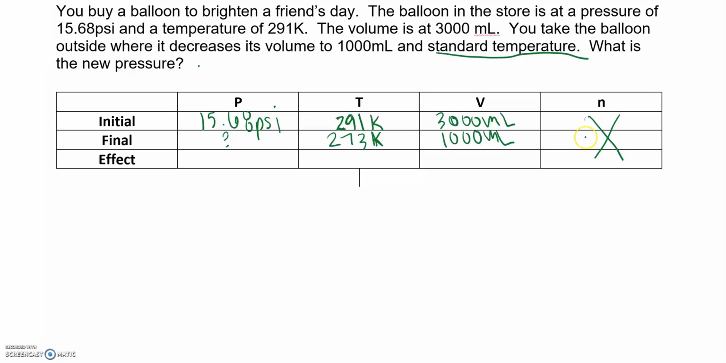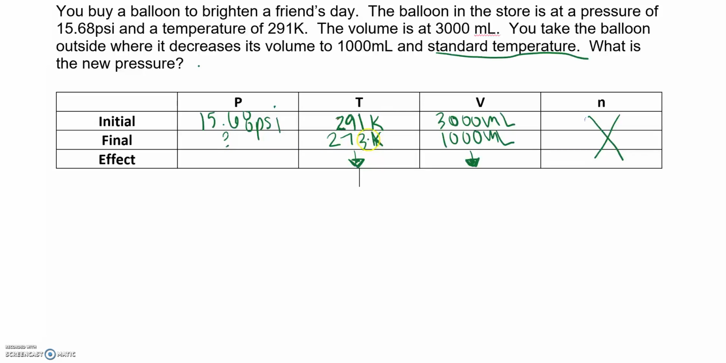So that is constant. The temperature, as you can see from 291 to 273, is going down. The volume from 3,000 to 1,000 is also going down. So we want to look at pressure in regards to temperature and pressure in regards to volume. We have to do them separately. So let's just take pressure and temperature first.